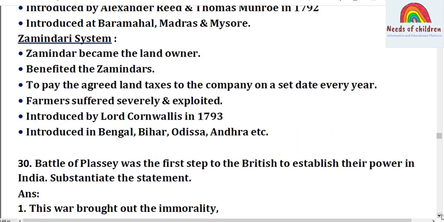Zamindar became the land owner, benefited the zamindars, to pay the agreed land taxes to the company on a set date every year. Farmers suffered severely and were exploited. Introduced by Lord Cornwallis in 1793. Introduced in Bengal, Bihar, Odisha, Andhra Pradesh, etc. Okay, this is about the difference between the zamindari and Ryotwari systems.